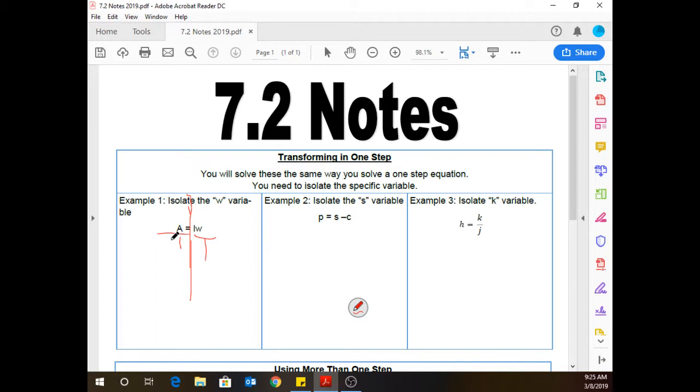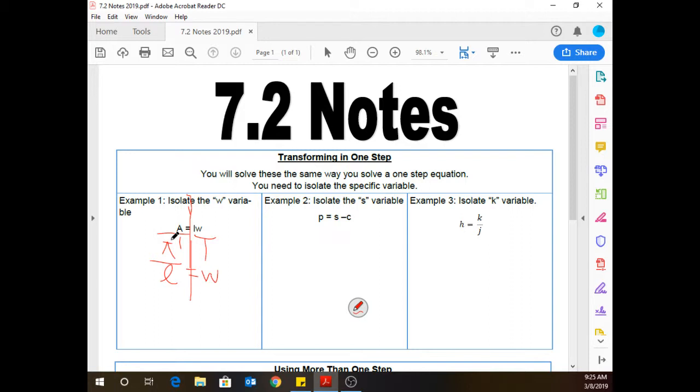So on this side, what would cancel? On the right side, what would cancel? L. So what would be the only thing left over here? W. So W equals A divided by L. That's all it's asking you to do. It's not asking you to take that any further.